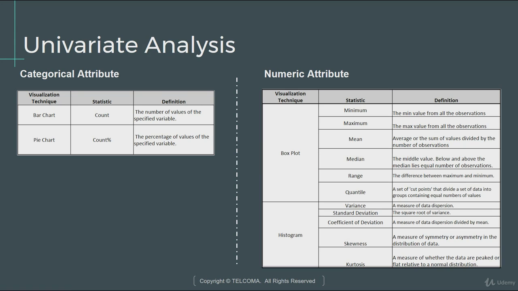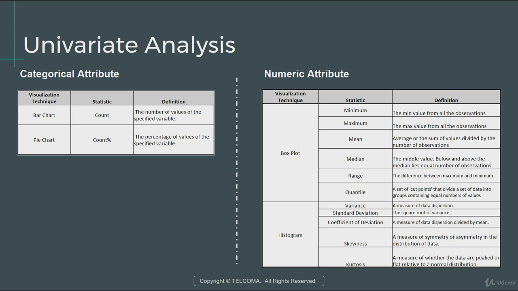So let's say you're trying to understand something like the age of the students, you have 100 students, so you have 100 records, and you're trying to understand how this data looks. A box plot in a snapshot gives you access to the minimum, maximum, mean, median, range, and quantile values. So what do these statistics refer to? Minimum, as simple as it sounds, is the minimum value from all the observations, and so is maximum. Maximum is the maximum value of all the observations. Mean is the average, which is the sum of values divided by the number of observations.